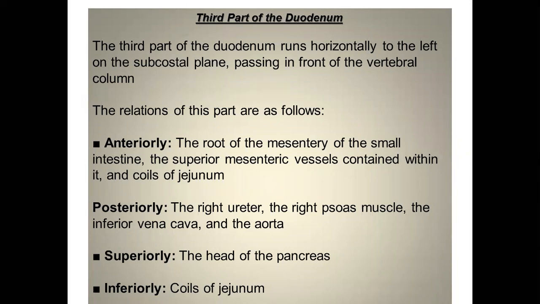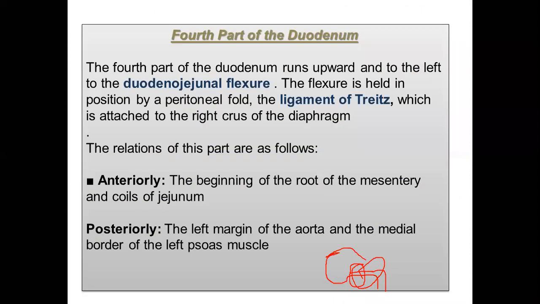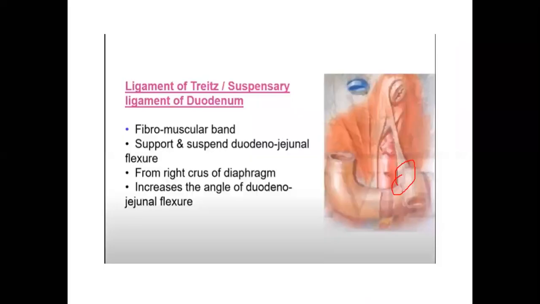And the fourth part is moving upward, and it is forming the duodenojejunal flexure, and it has the same anterior relations as the third part of the duodenum, that is the coils of the jejunum and the mesentery, and posterior to it lies the aorta and the left psoas muscle, because it is lying more on the left side. There is also a peritoneal fold, the ligament of Treitz, which is attached to the right crus of the diaphragm.